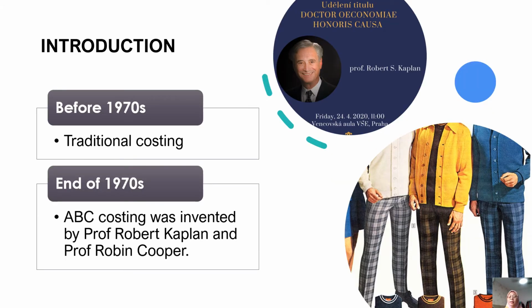Let's go a little bit back into the history of ABC, activity-based costing. Activity-based costing has been introduced since the end of the 1970s. So it's actually not a new theory, but in the 1970s it was invented by Professor Robert Kaplan and Professor Robin Cooper. Previously, all companies and businesses applied traditional costing.